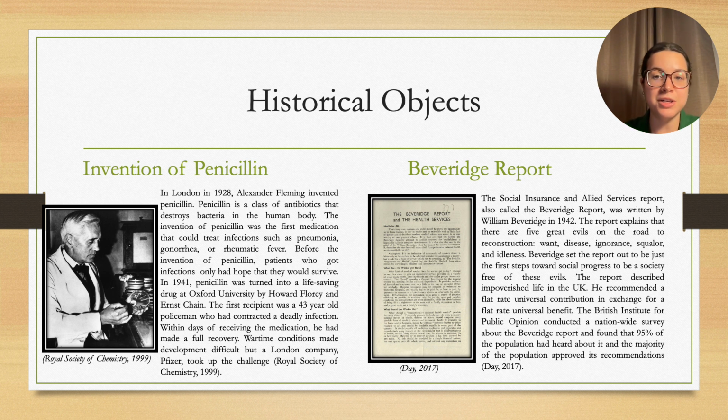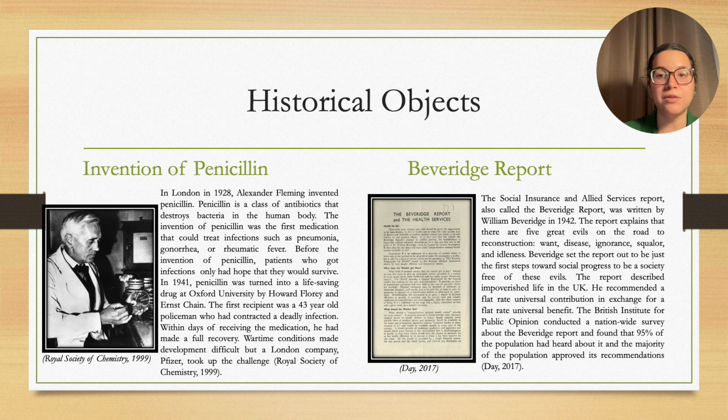The next historical object is a flyer that explains the Beveridge Report to the citizens of the UK. The Social Insurance and Allied Services Report, also called the Beveridge Report, was written by William Beveridge in 1942. The report explains that there are 5 great evils on the road to Reconstruction: want, disease, ignorance, squalor, and idleness.